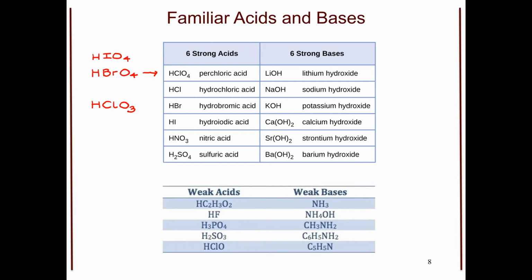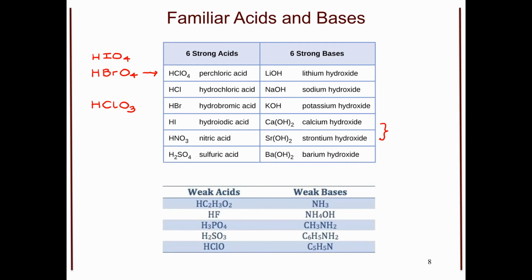On the right side, you'll now see the 6 strong bases. Notice that they are the hydroxides of our alkali metals and our alkaline earth metals. So this is lithium hydroxide, sodium hydroxide, and potassium hydroxide. You will see those in great detail. Calcium hydroxide, strontium hydroxide, and barium hydroxide. Remember that our calcium hydroxide and strontium hydroxide have a solubility issue, so they're not used as much.